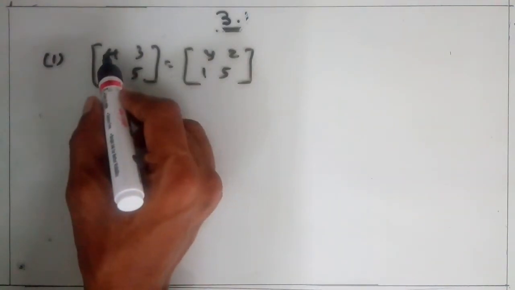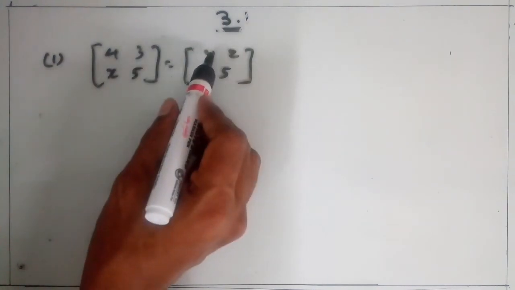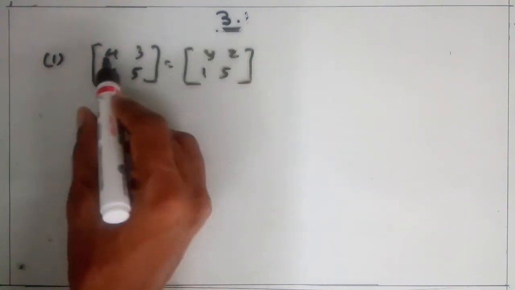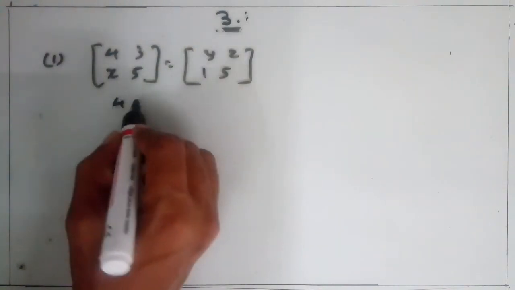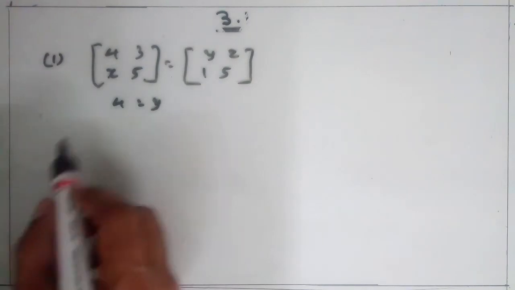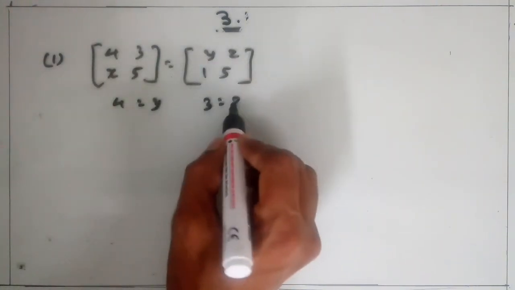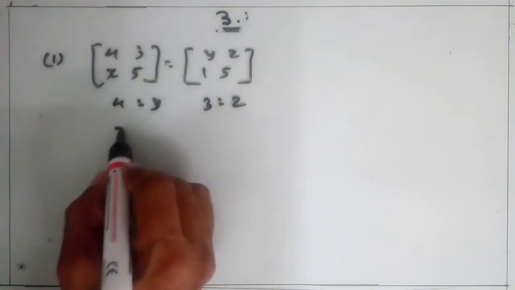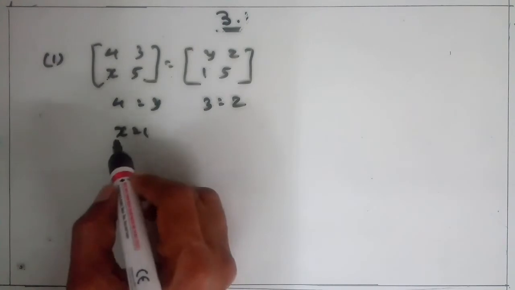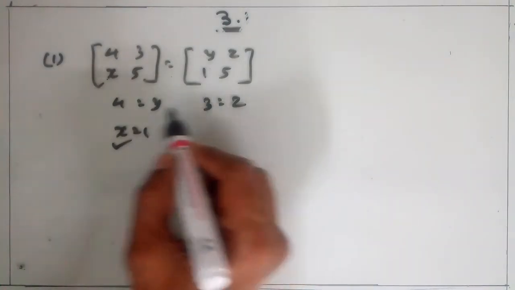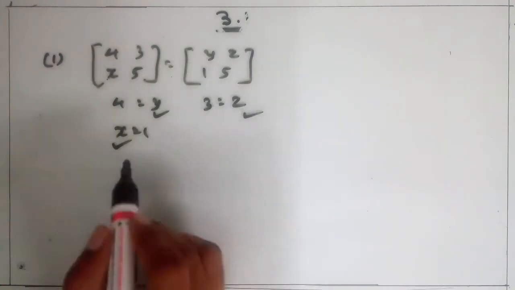So for the first matrix, the first element is 4, and here the first element is y. Compare both corresponding entries: 4 is equal to y. Similarly, 3 is equal to z. x is equal to 1. 5 is 5. So the value of x is 1, y is 4 and z is 3. Clear?